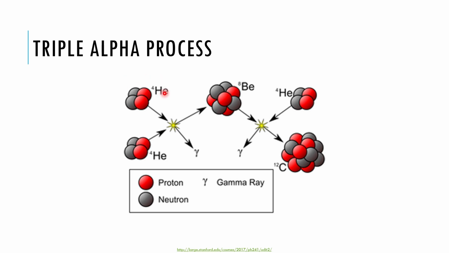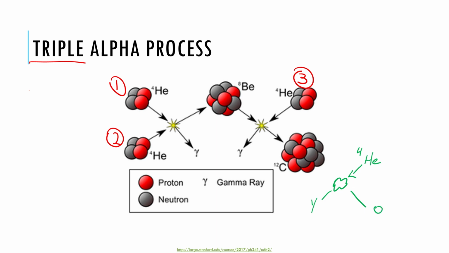In this process, we see 2 helium nuclei fuse to form beryllium-8. And then a third helium nucleus, the triple alpha process, 3 alpha particles, then come in to fuse and form carbon-12. It should also be noted that an additional 4th helium nucleus can also interact with the carbon, combine, and form oxygen-16.